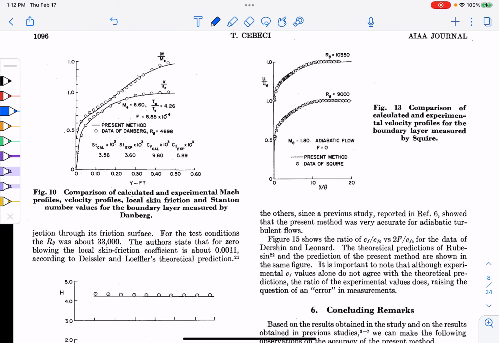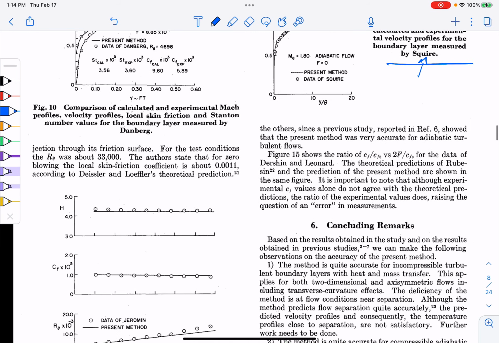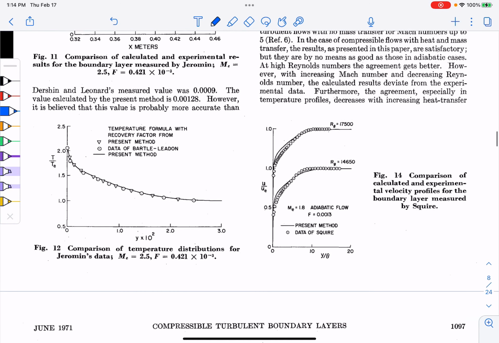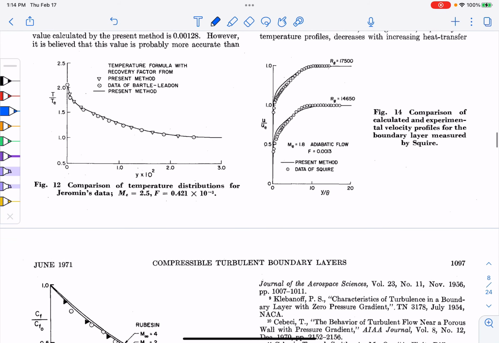Just looking at a few other quick ones. Here's some work by Squire. I think this might have been an English theoretician who did some experiments too. And they kind of follow the same trend, so I don't want to just keep looking at the same data over and over. But this is what's strong about this paper, like I said: you're starting to get the idea like, okay, I took my model and I applied it.